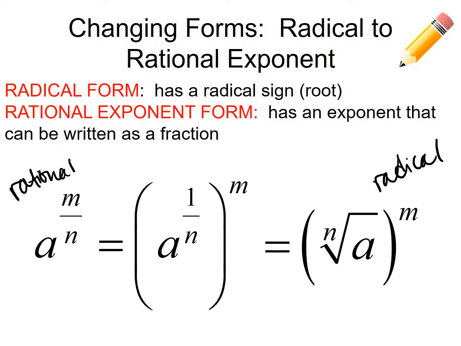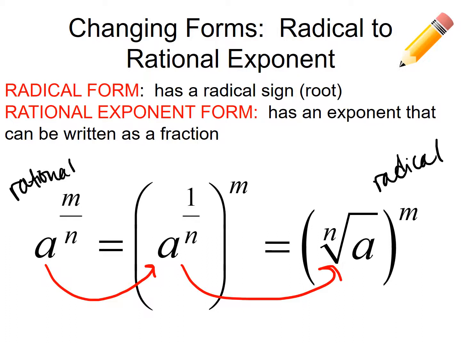And just like the last slide that we looked at, when you have a to the m over n, you can rewrite that as a to the 1 over n, and then the a to the 1 over n changes to the nth root of a, all still getting raised to the power of m. So we go from a to the m over n to a to the 1 over n, all to the power of m, and that's all equal to the nth root of a to the power of m.